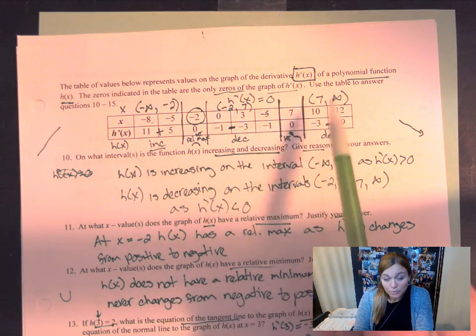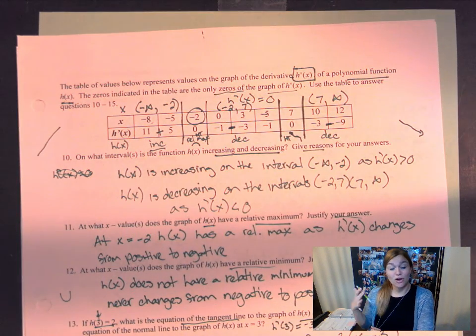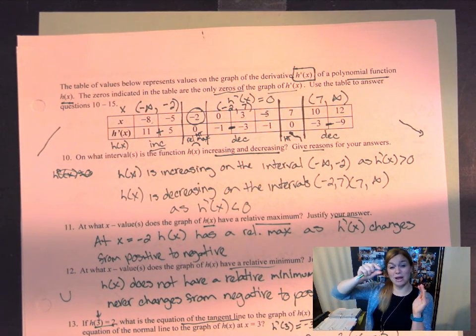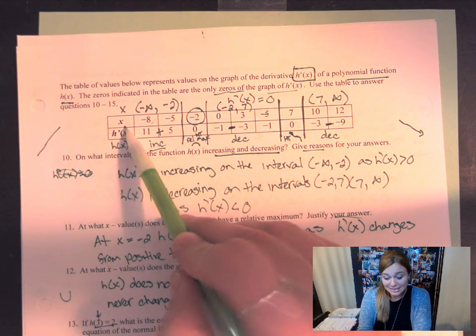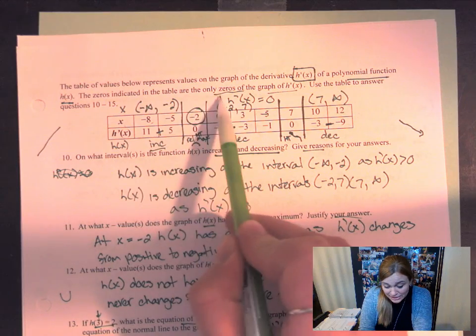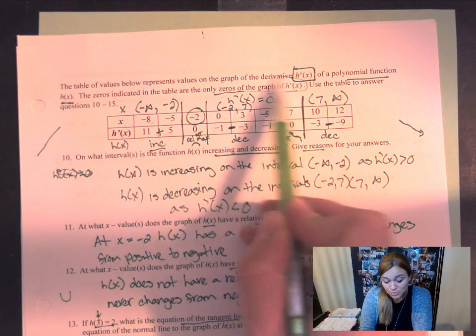So in this one, normally in the super long problems, it was one problem and then you had the rest of the page and you had to make a chart, and then after the chart you had to figure out where the function was increasing and where it was decreasing based on where the derivative is positive and negative. Same idea here, except they give you the chart. Here's x, and it says in the table the zeros indicated are the only zeros for h prime of x.